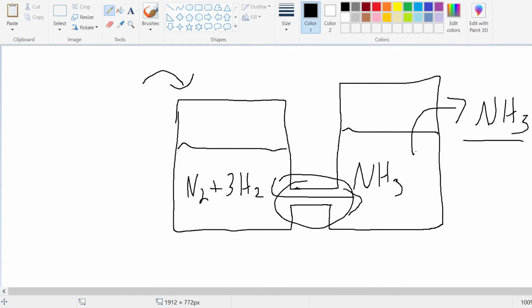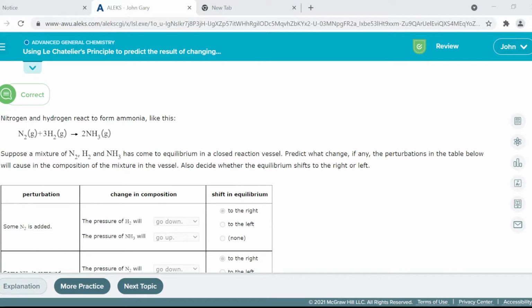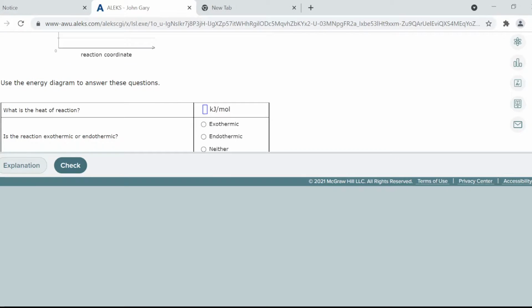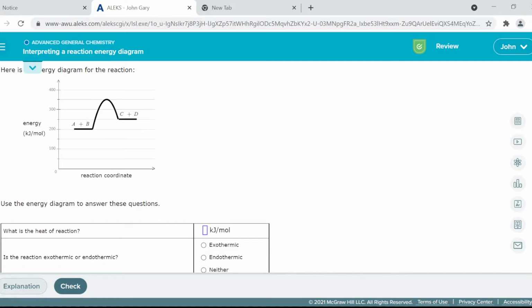All right, so I hope that helps with the equilibrium problems. I think I took off one of the harder equilibrium problems. All right, so next up we have, I'm not worried about that.